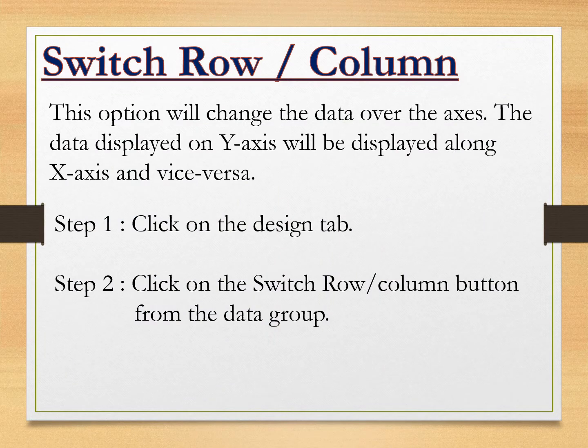Next option is switch row and column. Children, all of you know that every chart contains two axes, x-axis which can be called as a row, and second one is y-axis which can be called as a column. So by using this switch row and column, you can change the row into column and column into row. Now let us see the steps. In order to use this option, first of all you have to click on the design tab, then select the data group. From that data group you have to click on the switch row and column button.